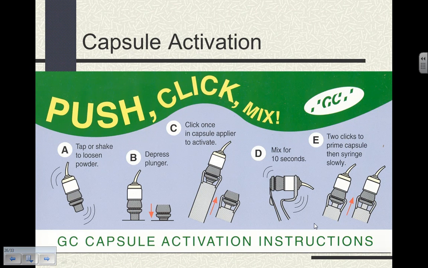And then we're going to mix the material. We're going to shake or tap or loosen the powder in the capsule. We're going to place the capsule on a hard tabletop surface and depress the plunger. We're going to place it within the applicator and click once. That allows us to activate the capsule. We then take it out of the applicator and put it on a high-speed mixer, the Silamat mixer. Mix it for 10 seconds. We then put it back on our applicator, click it twice to prime the capsule. Some of the material will come out of the tip, and then we'll apply it to the cavity preparation.